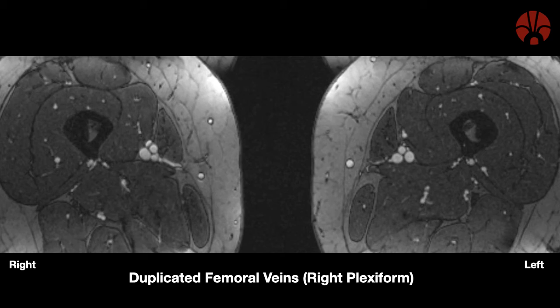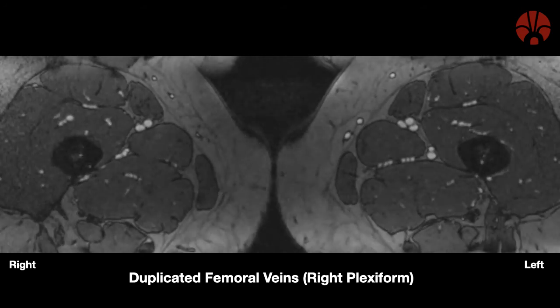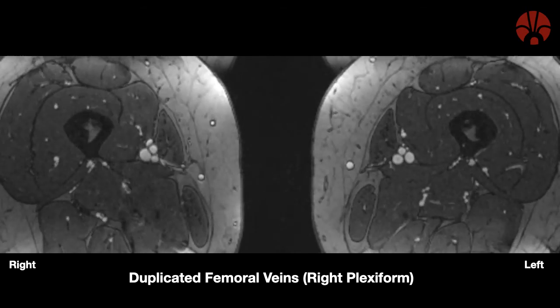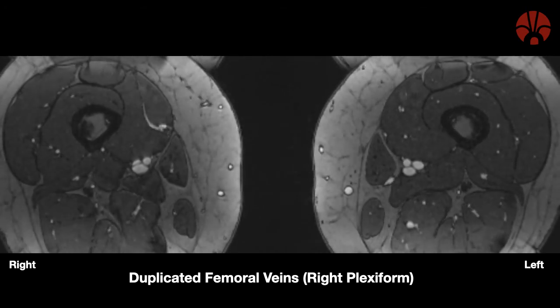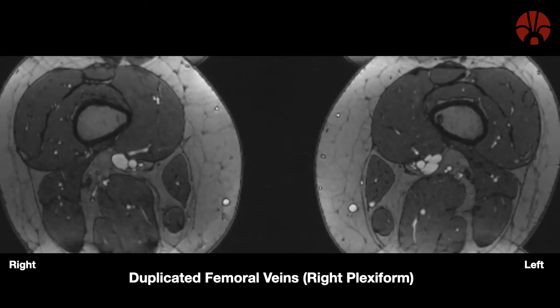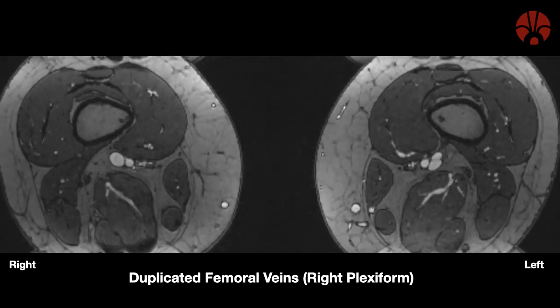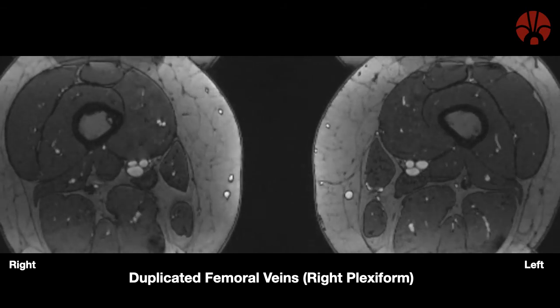Here's a patient with duplicated femoral veins. On the right side, the vein is what we would term flexiform, in that the vein divides and then comes back together again and then divides again. Whereas on the left side, the duplicated femoral vein is duplicated throughout its course in the femoral canal.